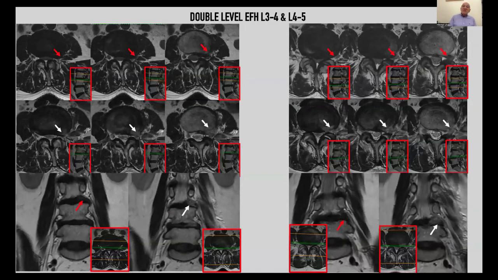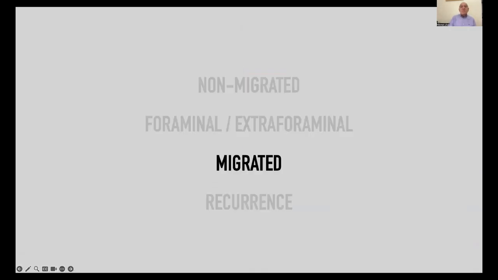And it is an interesting case, an over 80-year-old woman. She has very severe pain and two-level extraforaminal herniation. With proper planning, even two levels can be treated in one session, L3-4 and L4-5 herniations.